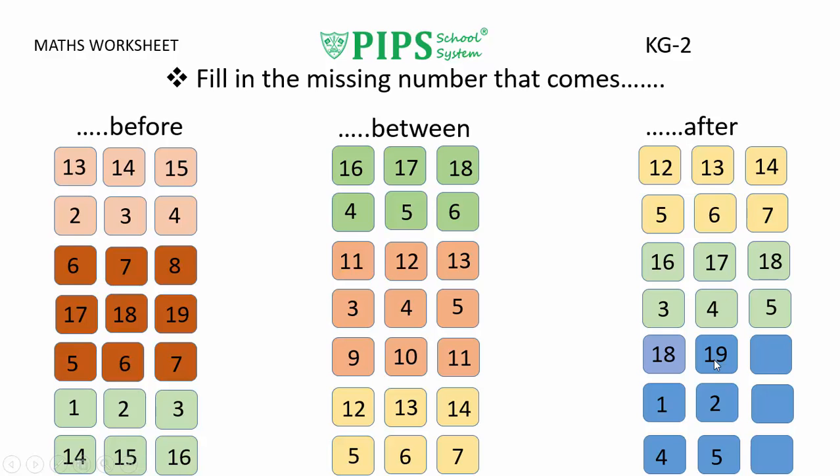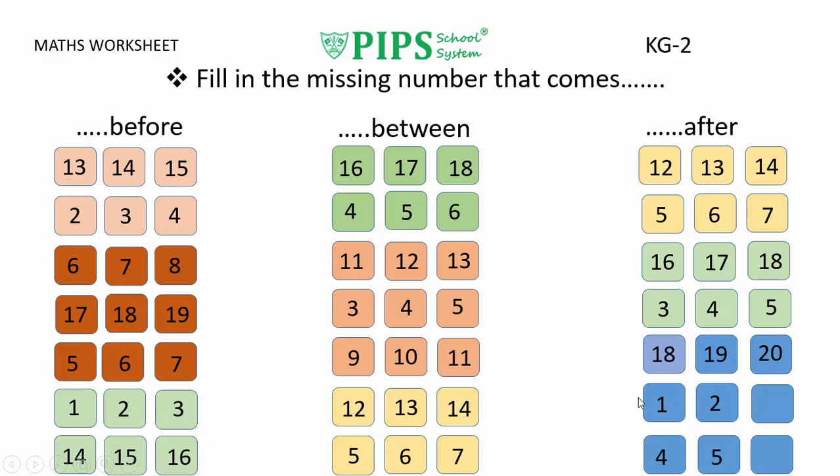KG2 students, let us find the number which comes after 19. KG2 students, can you tell me the number which comes after 19? Start counting from 15. 15, 16, 17, 18, 19, 20. 20 comes after 19. So we will write the number 20 in the empty box like this.